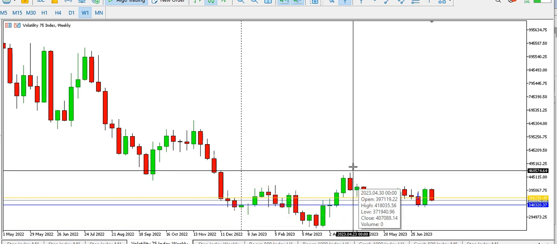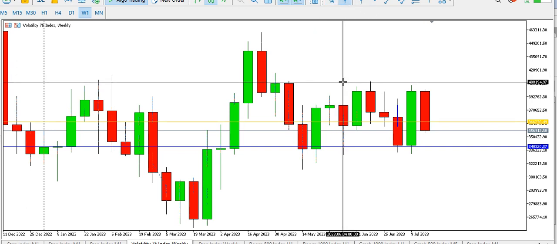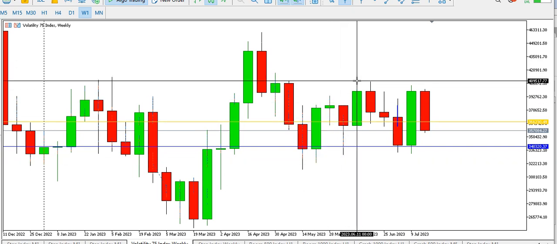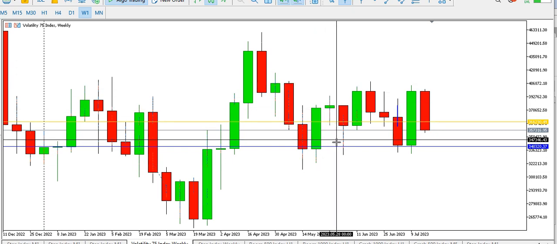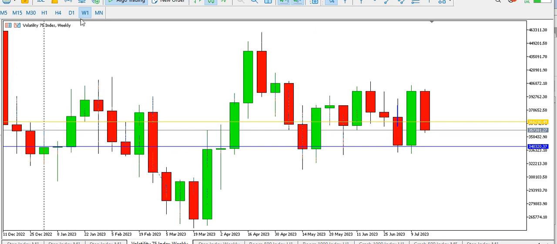But for now we have a much narrower range in place. That is the 408194 area, which is the top of the narrow range, and the bottom is at the 317804 area. So we expect price to continue to range for some time. That's on the weekly time frame.